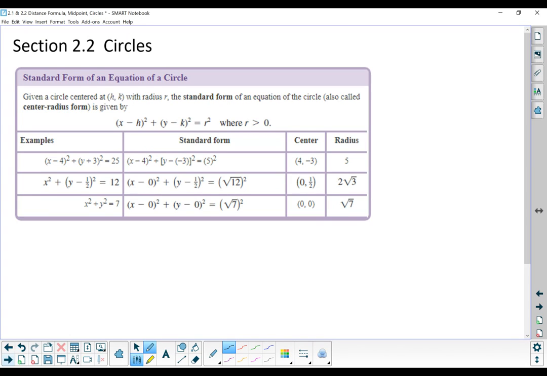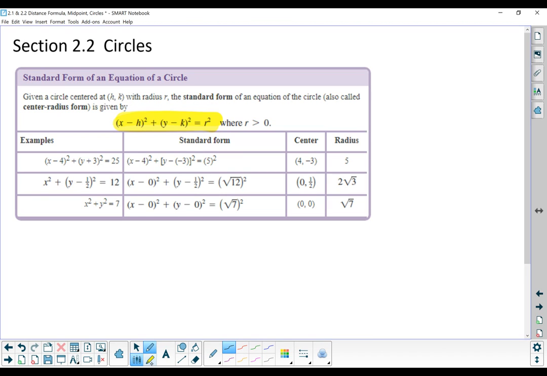Okay, section 2.2 is focusing on circles. So you should be familiar with the circle equation from prior math classes. If we have a circle with a radius of r centered at point (h, k), the equation is (x minus h) squared plus (y minus k) squared equals r squared. And that equation will give you the graph of a circle. And the r is always a positive radius.